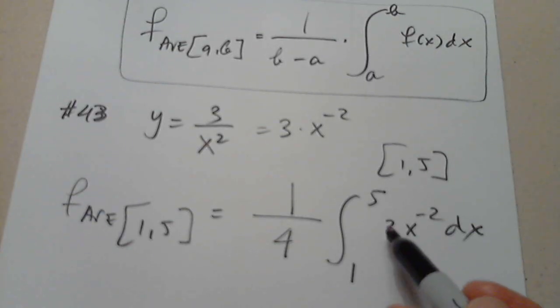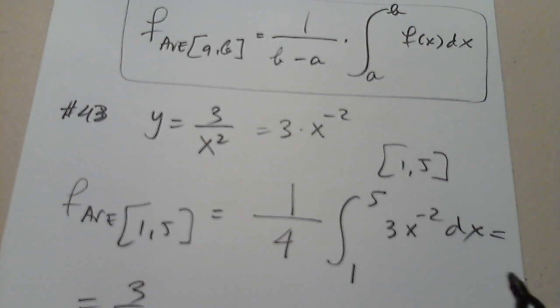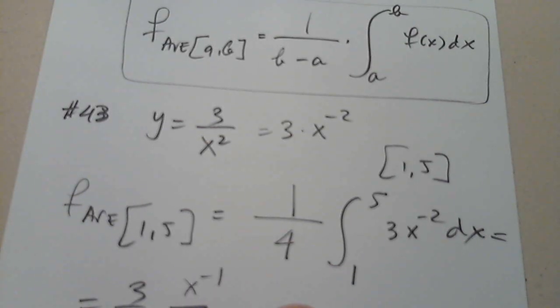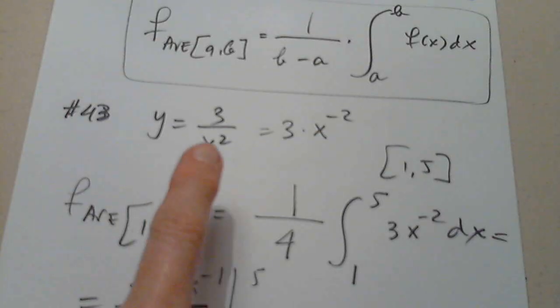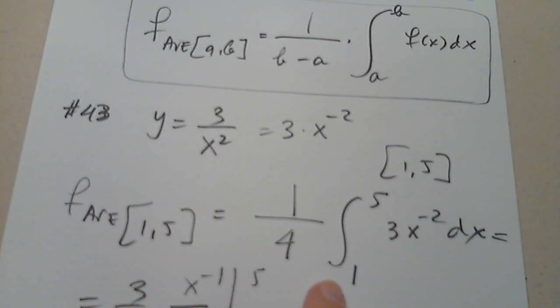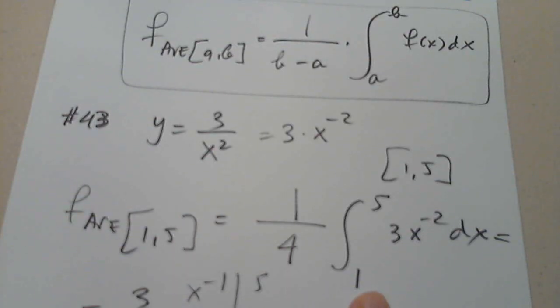Of course, I take 3 outside. So this is 3/4, and I have x to negative 2. I have to increase the power by 1, divide by that number, and evaluate from 1 to 5. It's a definite integral. This function is defined for sure between 1 and 5. It's not defined at 0, but 0 is not in the interval, so I can apply the fundamental theorem of calculus.